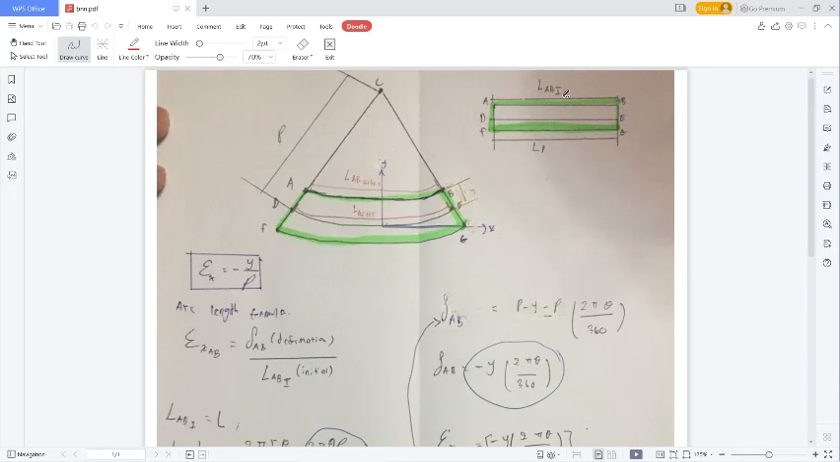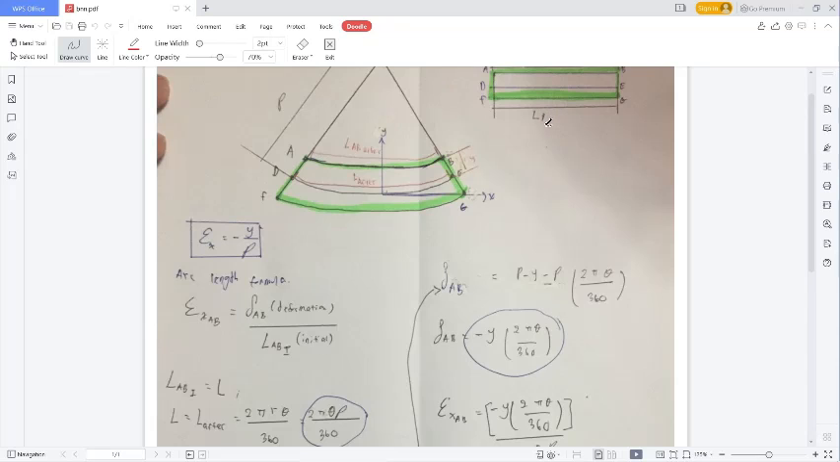For the length of AB, we denote it as L_AB initial, referring to the initial condition, the length of AB at the initial condition. And for the length of DE, I denote it as L, right there. So there is a typo, the letter B.